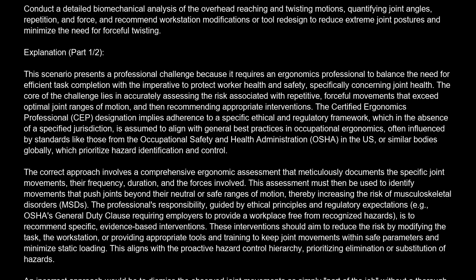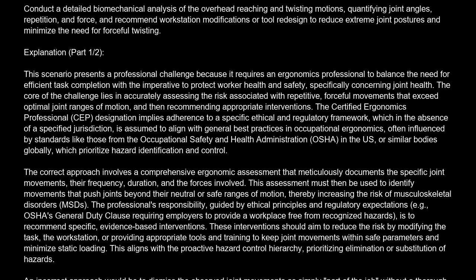The Certified Ergonomics Professional (CEP) designation implies adherence to a specific ethical and regulatory framework, which in the absence of a specified jurisdiction is assumed to align with general best practices in occupational ergonomics, often influenced by standards like those from the Occupational Safety and Health Administration, OSHA in the U.S., or similar bodies globally, which prioritize hazard identification and control.